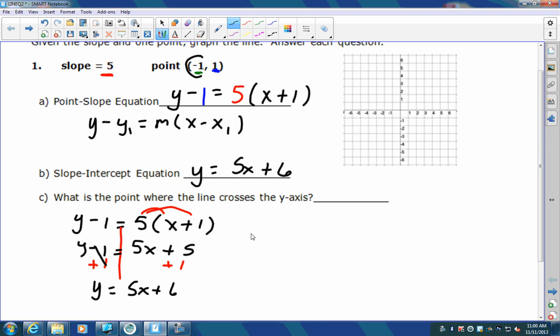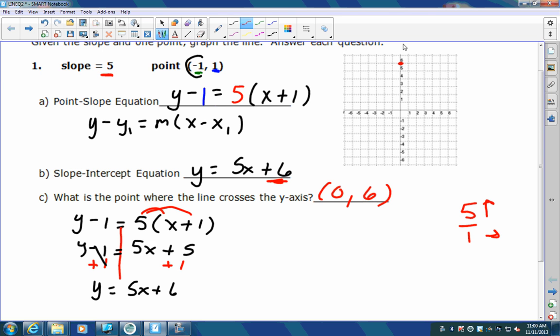Now it says, at what point does a line cross the y-axis? It crosses here at 0, 6. That's why we did it. We moved it around so we could find our y-intercept. So now I can go up here 1, 2, 3, 4, 5, 6, put a dot. The slope is actually 5 over 1, telling you to move up 5 and to the right 1.